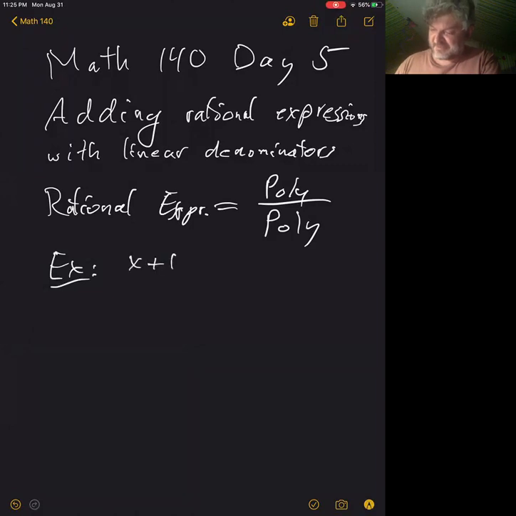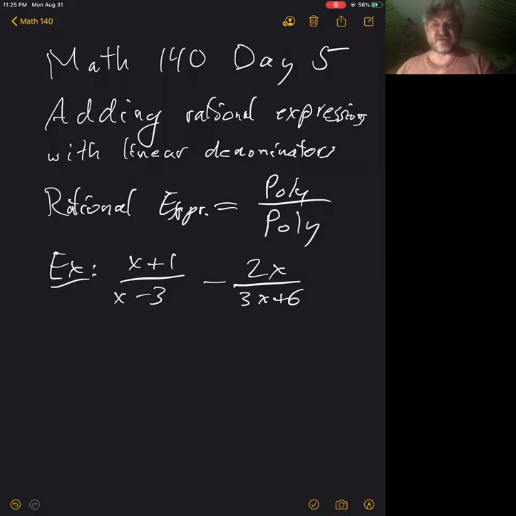x plus 1 divided by x minus 3, that's one rational expression, minus 2x divided by 3x plus 6. So to do that subtraction, we have to first do something. They don't have the same denominator. And here's the key piece of advice. Before you start looking for that common denominator, factor the denominators. Factor the two denominators.